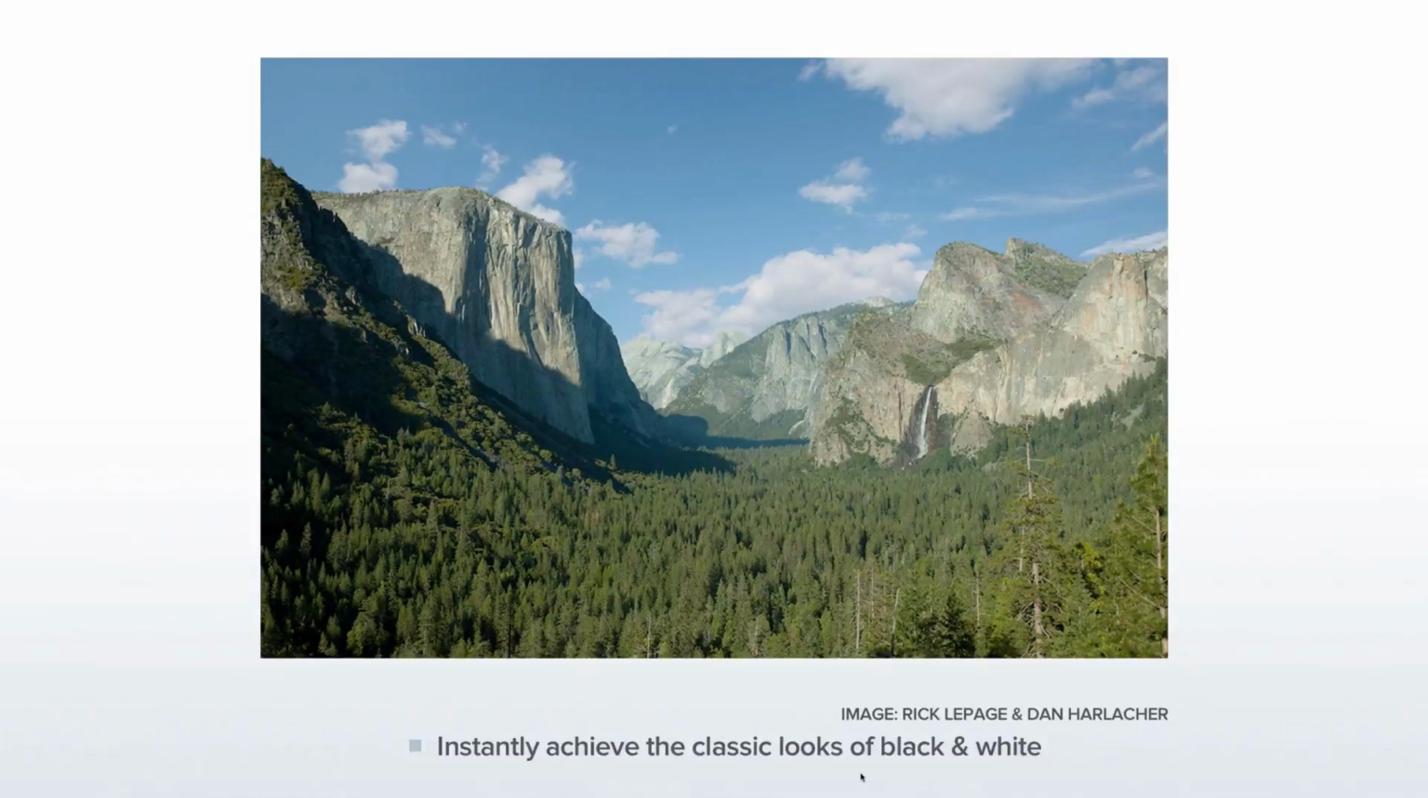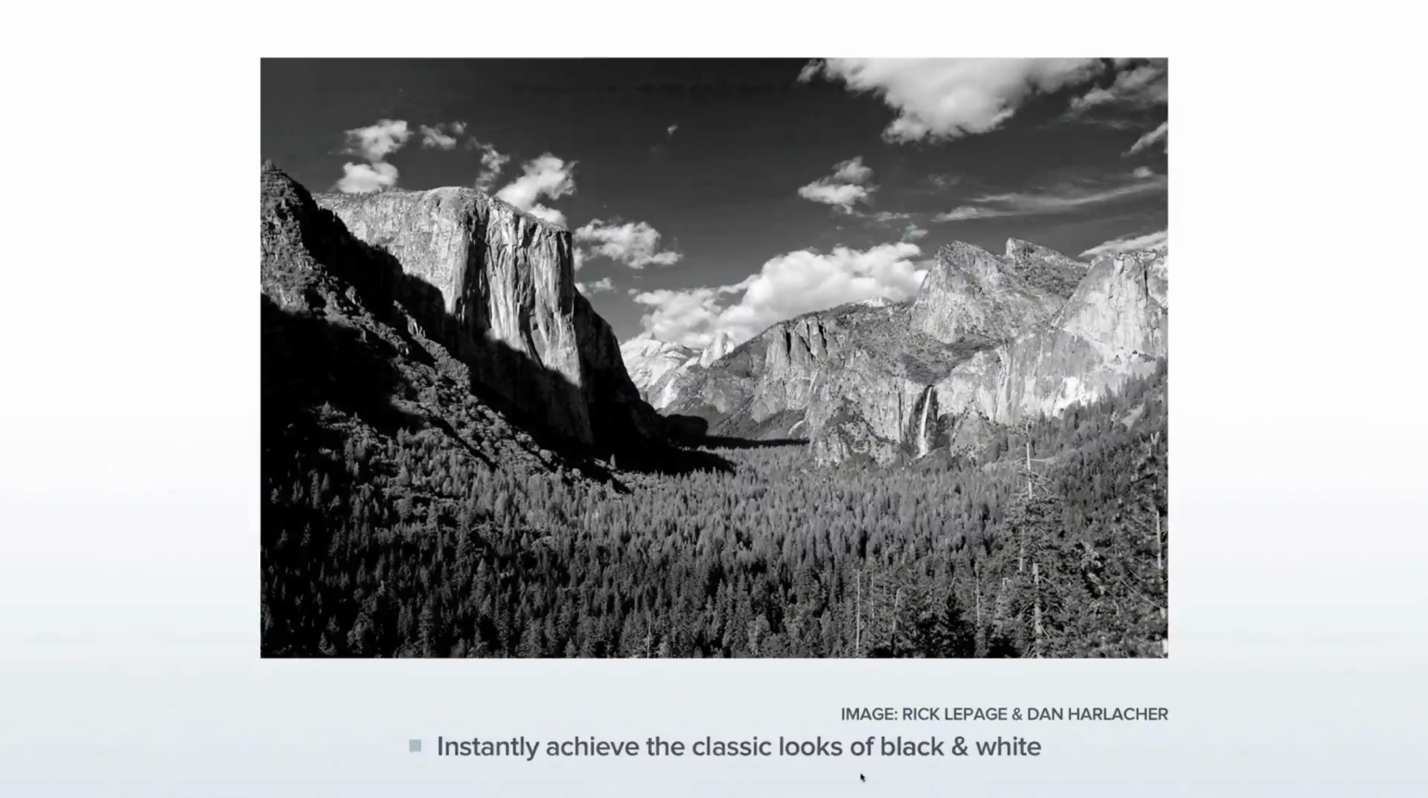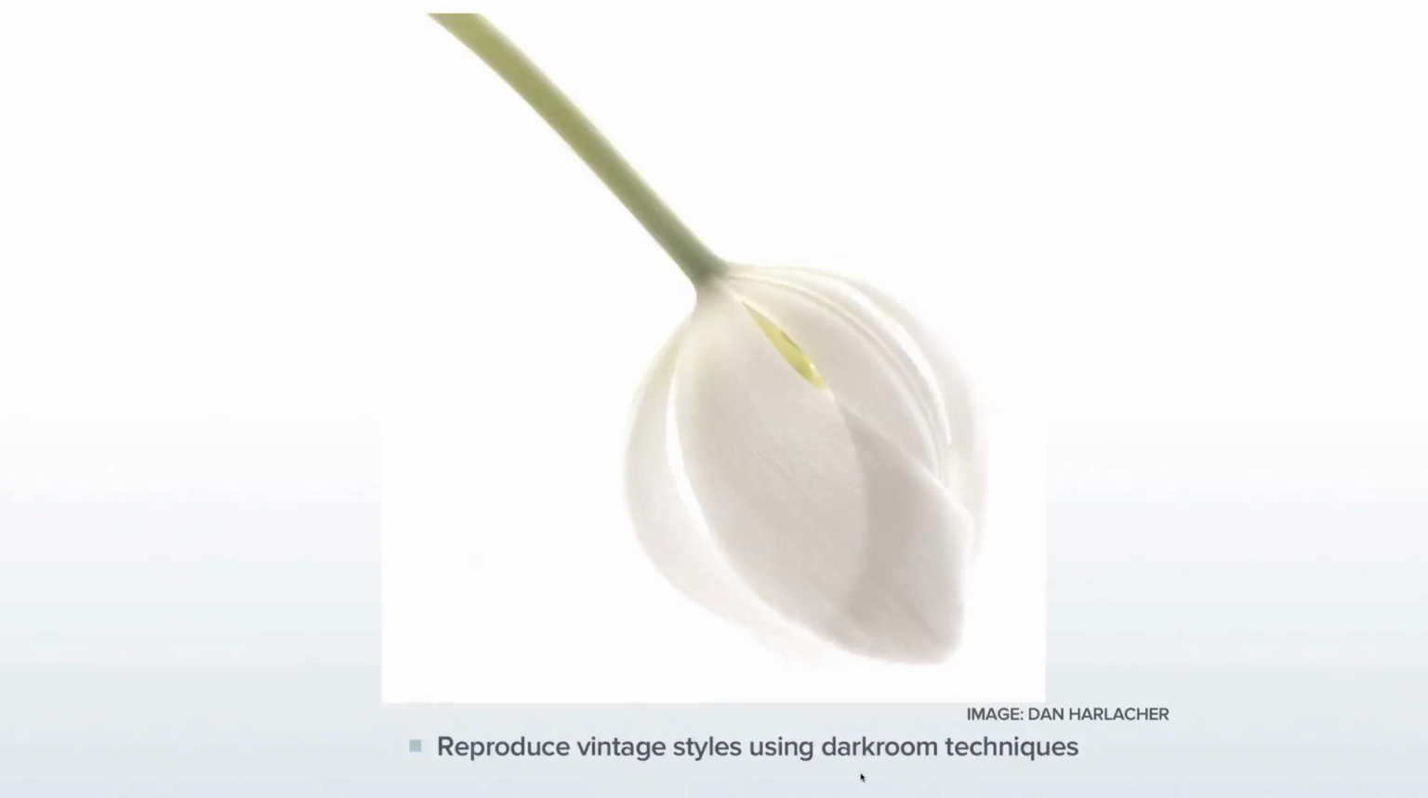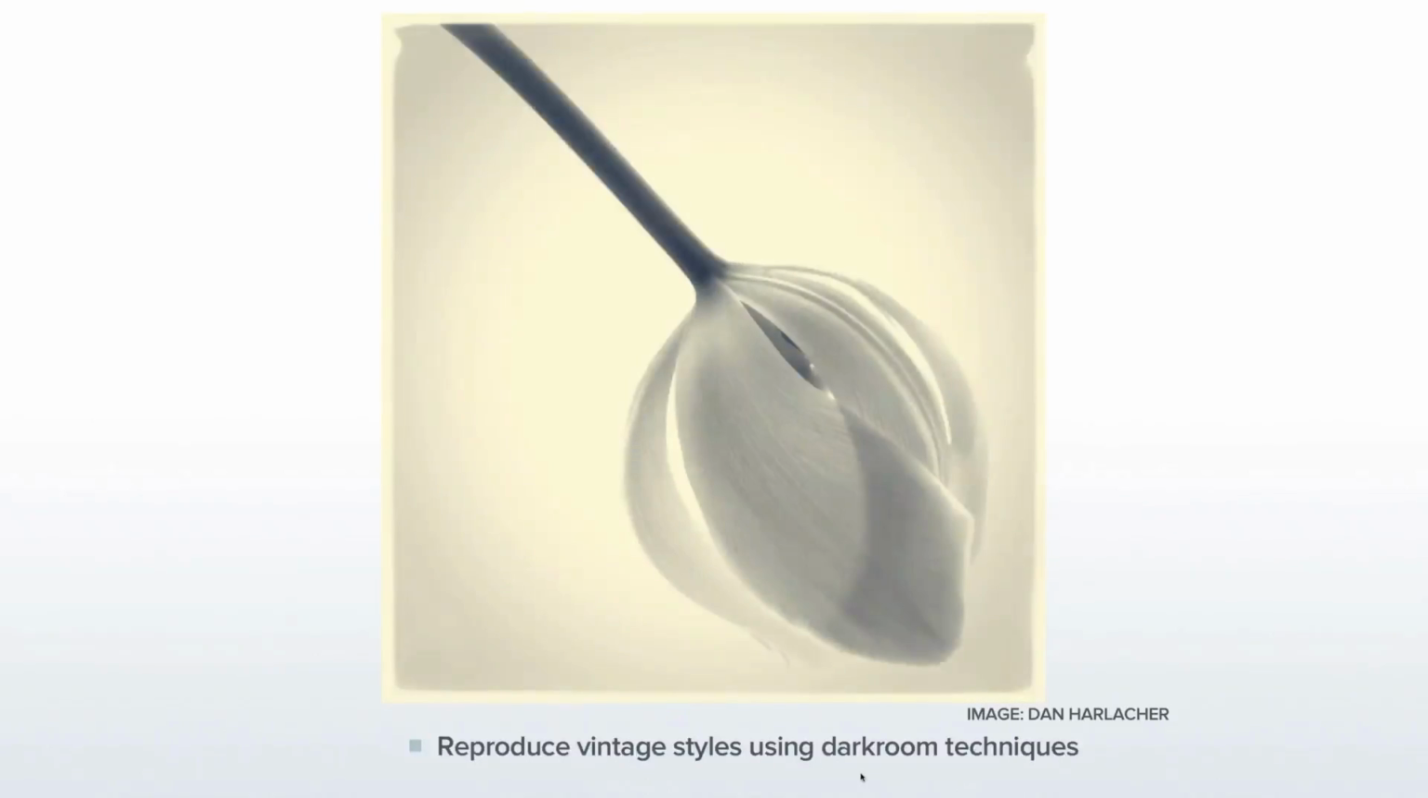You can take an image that would otherwise pop out of your digital camera and be a little dull, and you can give it a really nice punch. You can also reproduce some really great vintage styles using some old school darkroom techniques that we've reproduced inside Perfect Black and White as well.